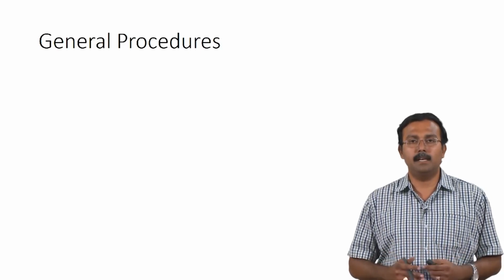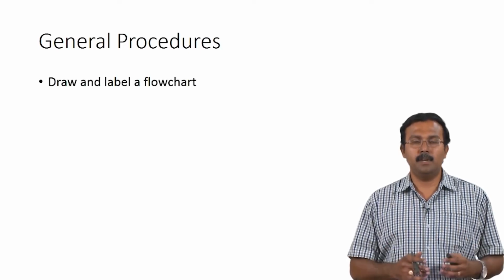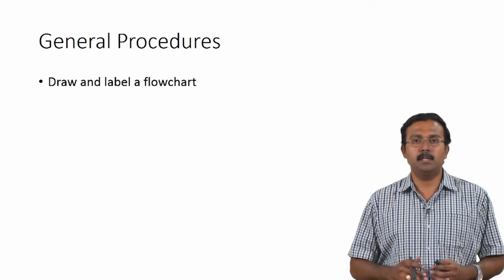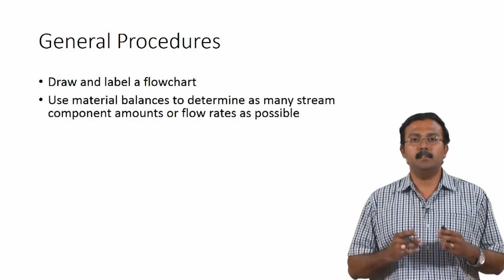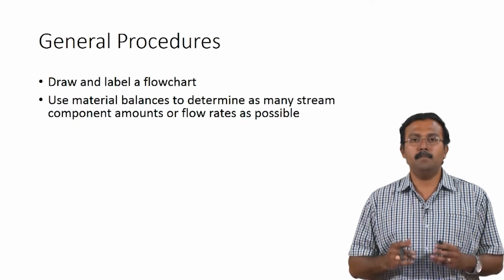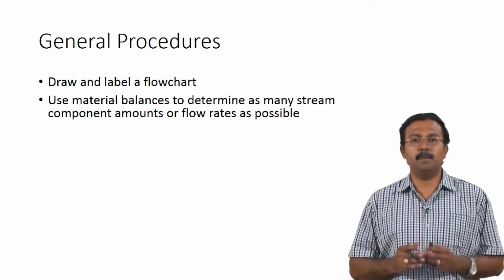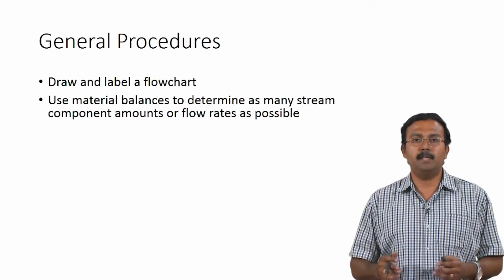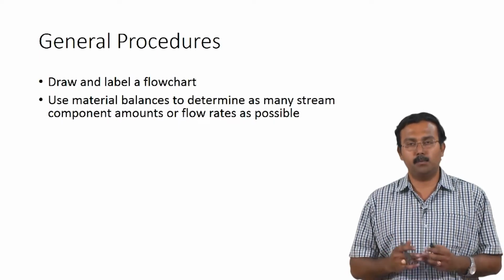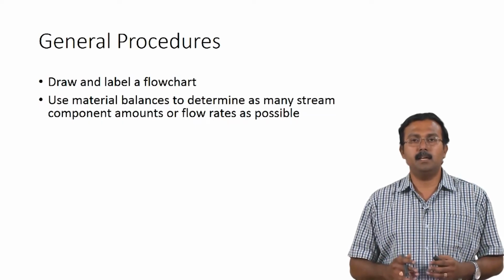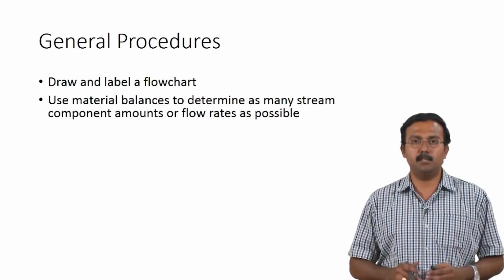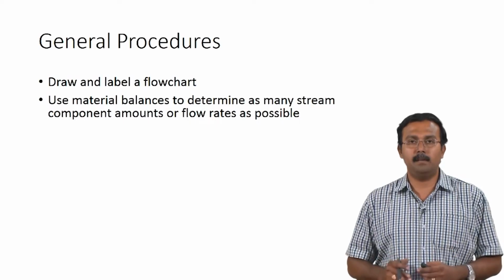we perform energy balances. So, the first step for the general procedure would be to draw and label the flow chart, and then you would have to perform all the material balance calculations to obtain as many stream component amounts and flow rates as possible. So, we will perform all material balances. As I have always said, the first step for any energy balance problem is to perform material balances.